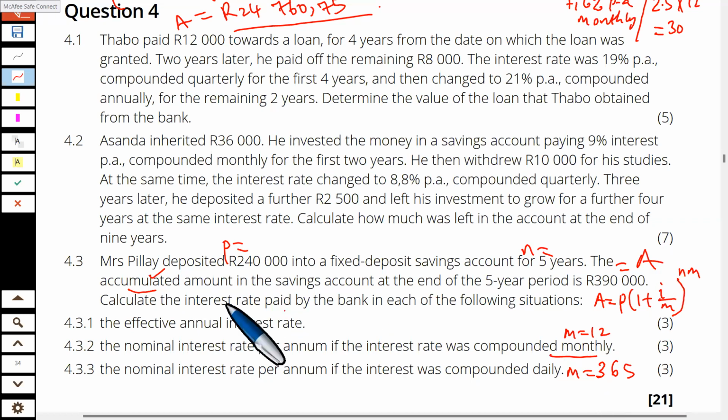So now you just go to the story and you put all the things there. Mrs. Pillay deposited. If you deposit, it is present. The accumulated is the future. Number of years is n. Calculate the interest rate paid by the bank in each of the following situations. The effective annual interest rate. What is the effective annual interest rate?